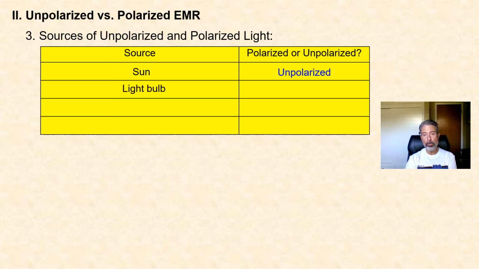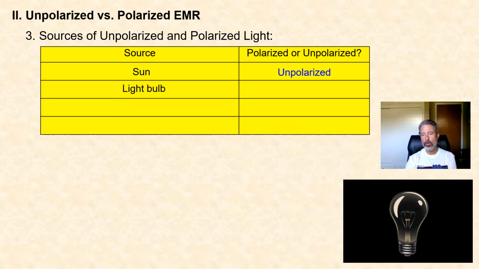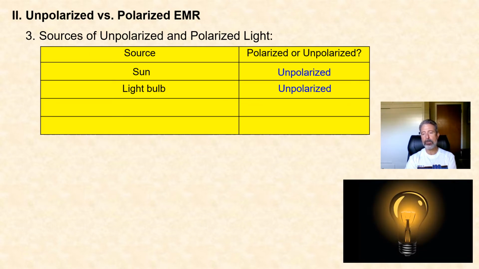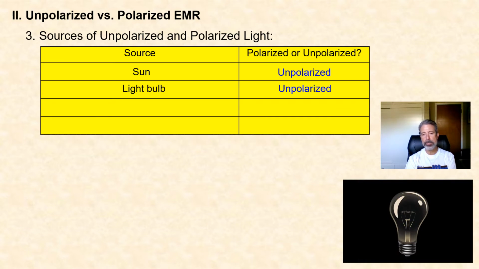Light bulbs, incandescent bulbs, also produce unpolarized light. The atoms that vibrate or oscillate do so randomly, causing the electric field vectors to be in a whole bunch of different directions, but perpendicular to the plane in which the beam is entering your eye.